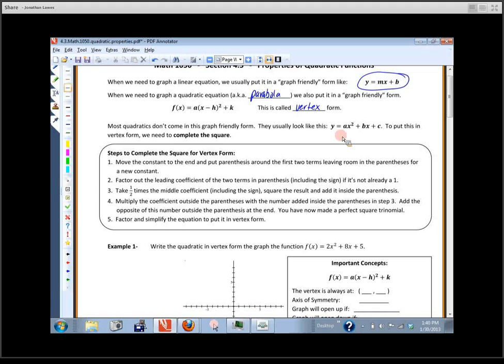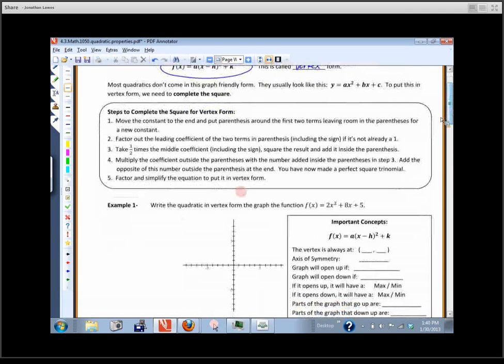Okay, if it looks like this, then in order to make it look like this graph-friendly form right here, we have to complete the square, and hopefully you remember this from 1010. This is a copy of what you were shown in 1010. If you were shown something else and you stuck with that, that's fine, but I would caution you, it's really important that you do that middle term the right way. Take half of the middle coefficient. Don't always say, I'm just going to divide it by 2. That can get more complicated depending on how ugly the function is.